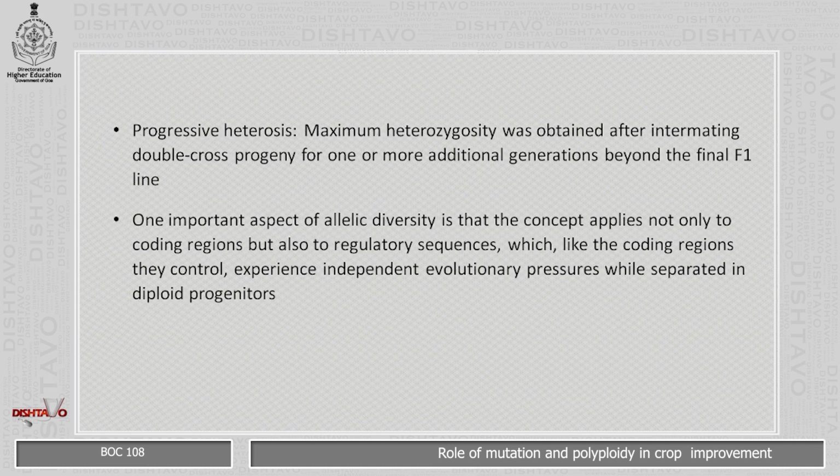Progressive heterosis is the maximum heterozygosity which was obtained after intermating double-cross progeny for one or more additional generations beyond the final F1 line. One important aspect of allelic diversity is that the concept applies not only to coding regions but also to the regulatory sequences, which, like the coding regions they control, experience independent evolutionary pressures while separated in diploid progenitors.